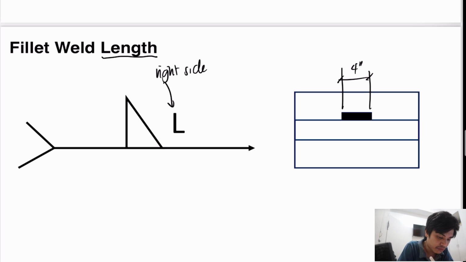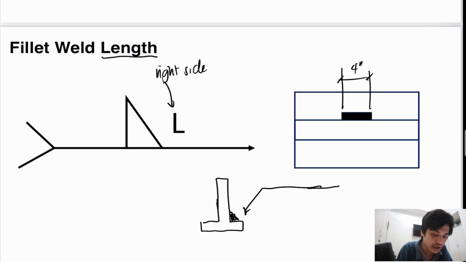If you're going to label the joint, for example right here, so this is on the arrow side of the weld, then the size of the weld is still 1/4 inch. You put the 1/4 inch size on the left side and the length of the weld on the right side, just like that one. Note that the fillet weld length does not account for the location of the weld.